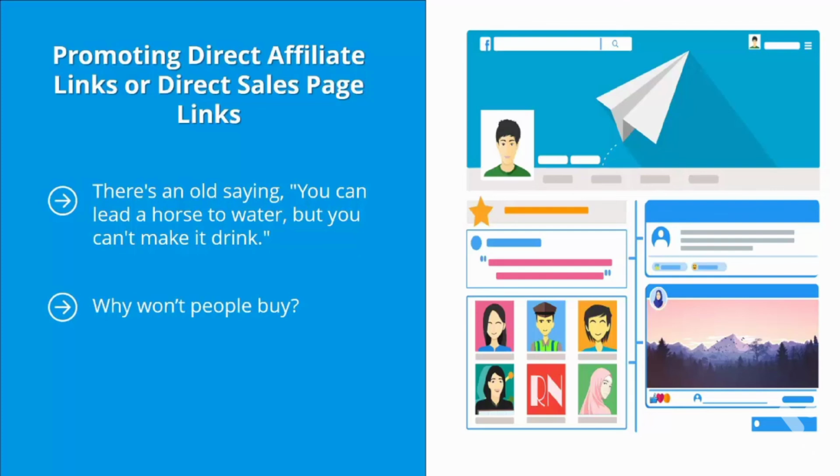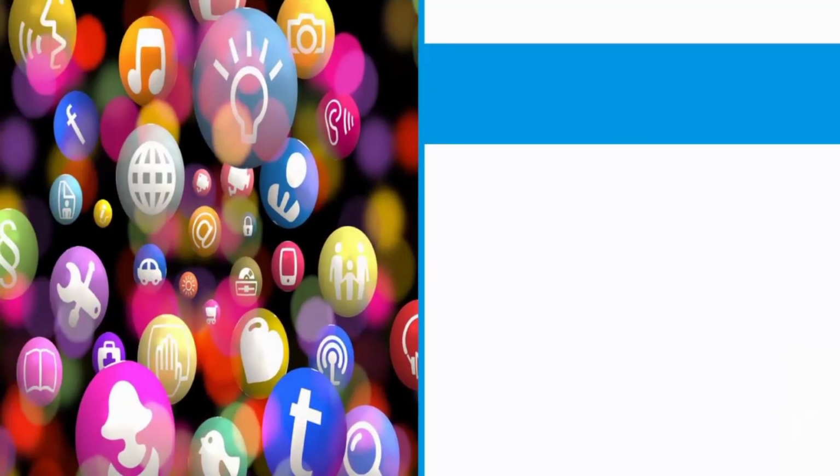Why won't people buy? After all, they did click on your ad, right? Answer: they haven't been properly qualified. In many cases, they click out of curiosity. Maybe they clicked by mistake. Whatever the case, you still did not get a sale. Posting direct links is not the way to go. You have to build confidence. You have to build trust first.